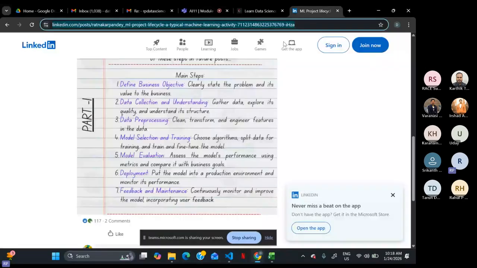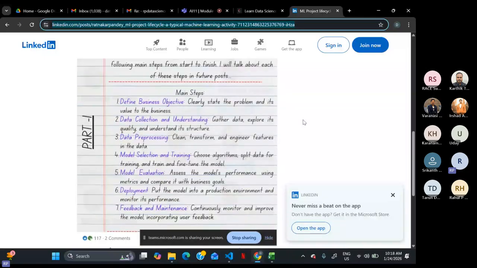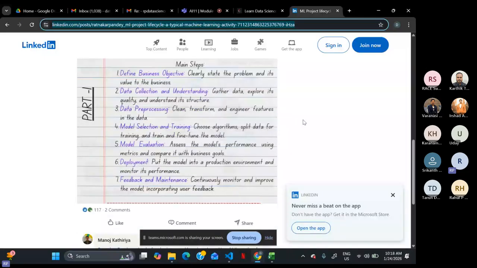So this is a typical workflow for any machine learning or AI in general, how you want to start. We first want to define the business objective, or the problem that we're trying to solve. What are some sample examples of business objectives or problems from your own domain where AI can be used?